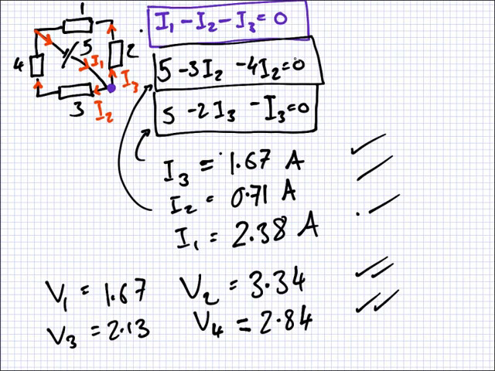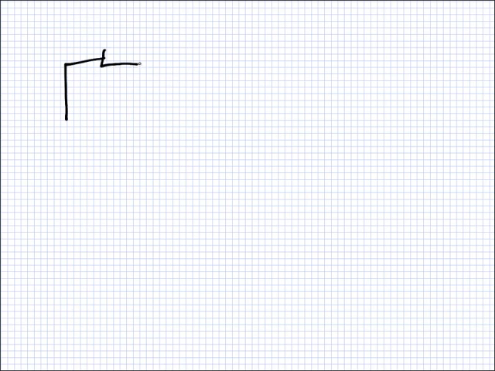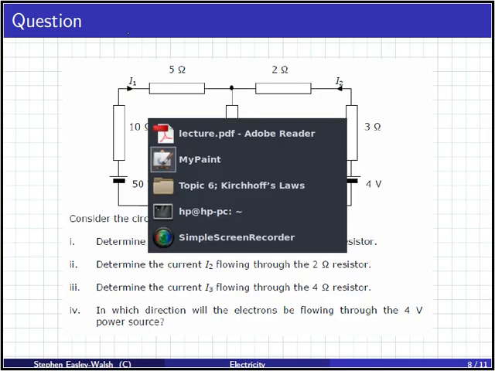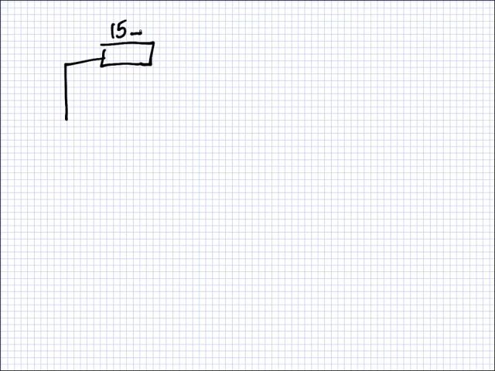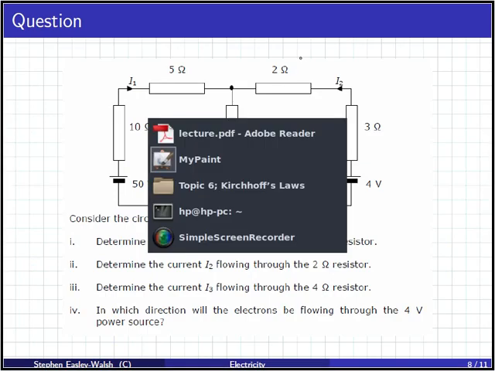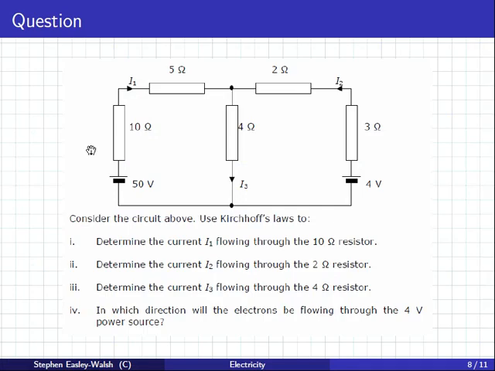Let me draw two. There's one here. How much is that one? The one up here is 15 ohms. No, that one is 5, which the neighbor is 5. And then the middle here is 4. And then what do you have here? You have a 4 volt, a 50 volt, and that's it.